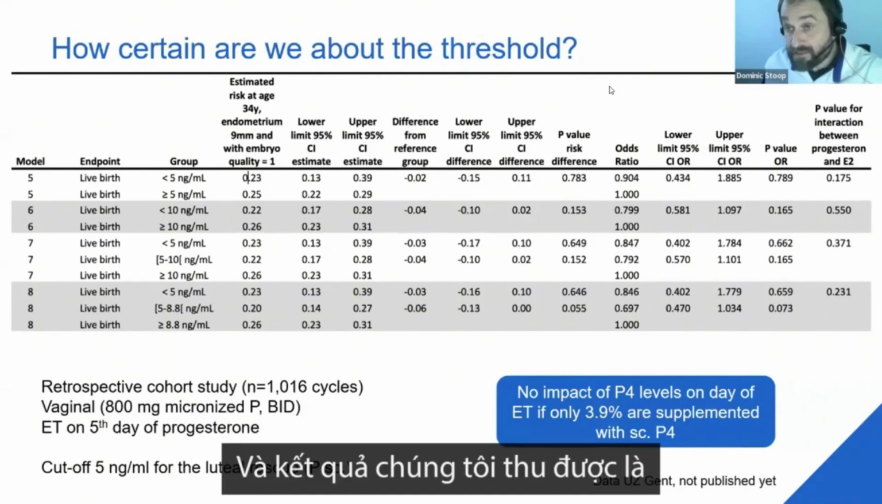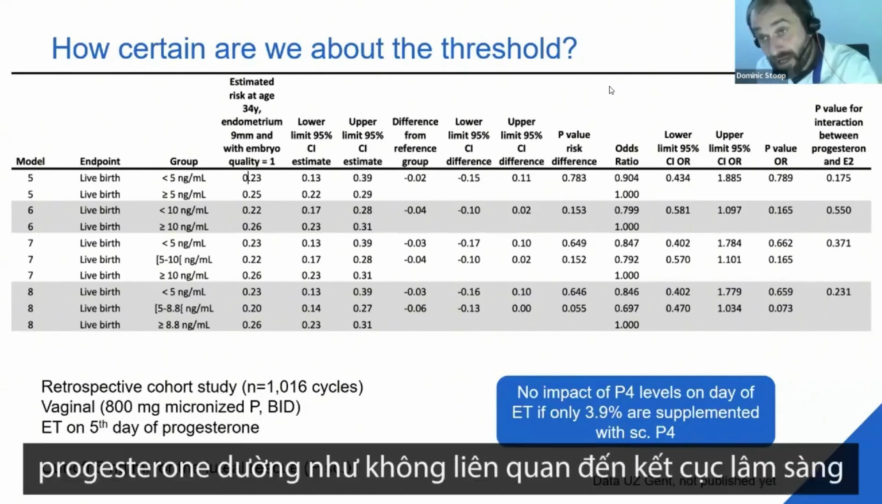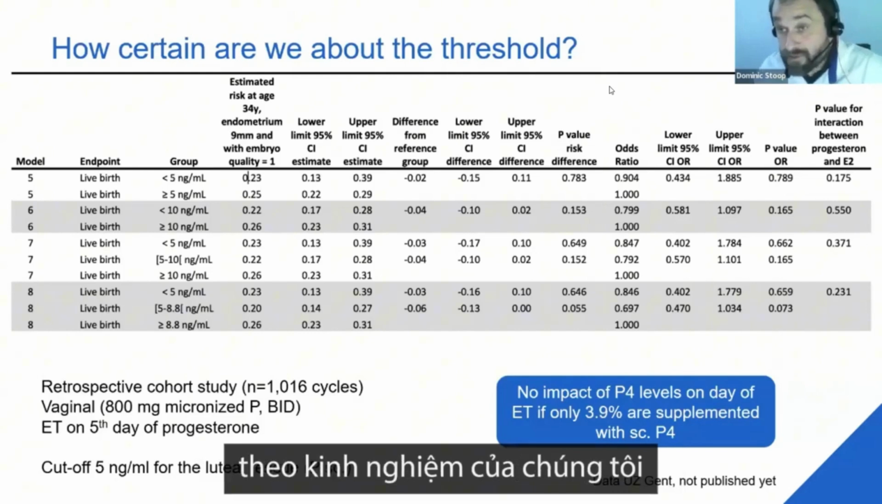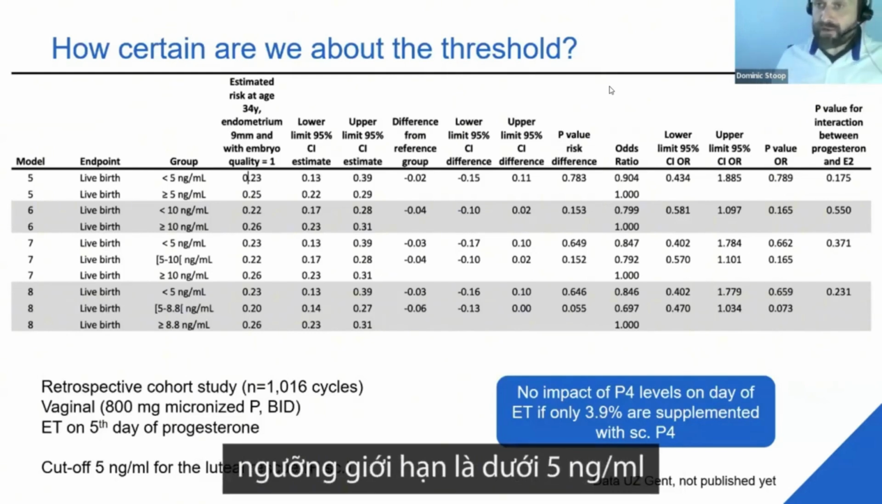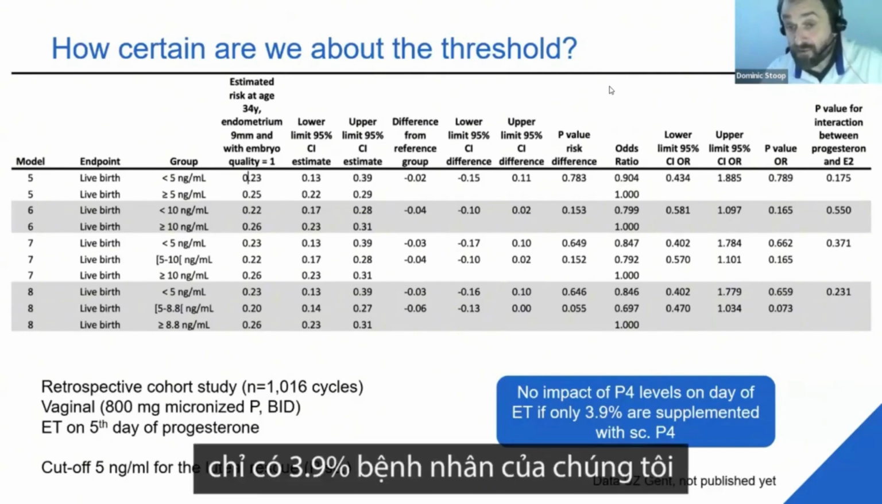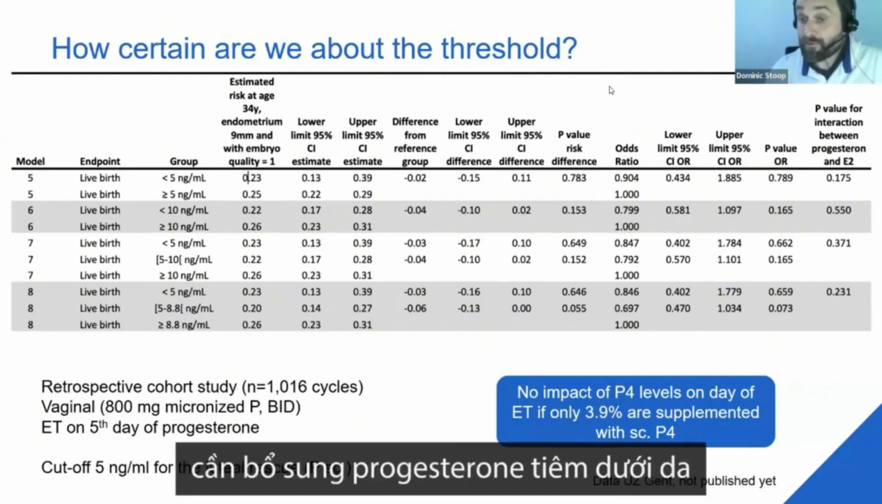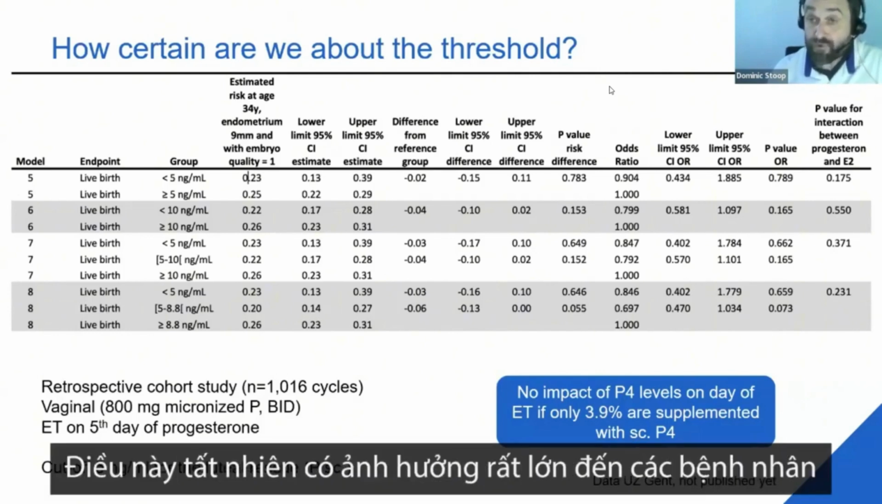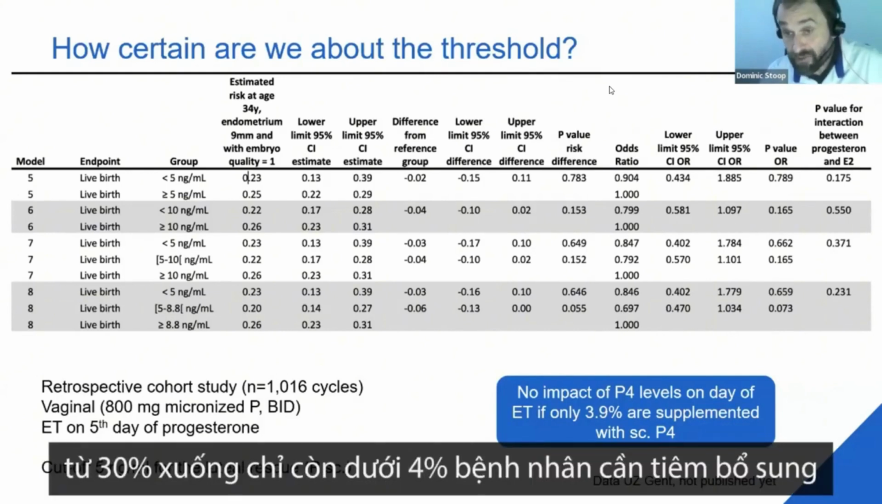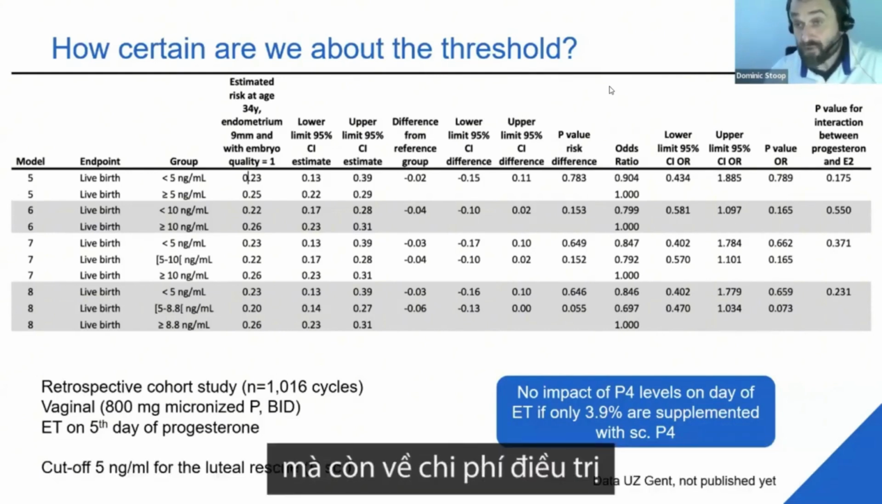And what we've seen is that progesterone did not seem to relate to outcome. So basically, in our experience, the cutoff must be below 5 nanogram per ml, but above that we saw no effect. And the consequence also was that only 3.9% of our patients needed to be supplemented with subcutaneous progesterone, which of course has a huge effect on our population, and not only on the convenience of having fewer injections, because you go from 30% to just under 4%, but also on the cost of the treatment.